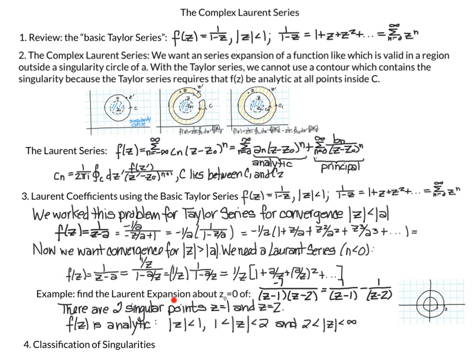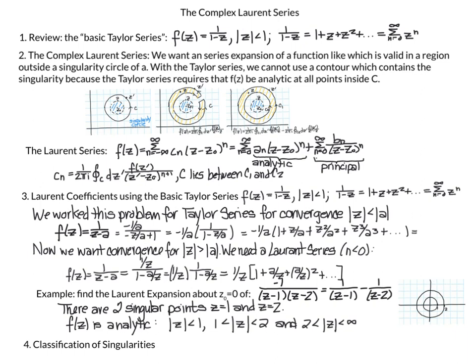Last, we'll have this final example for the Laurent expansion about z naught equals 0 of minus 1 over z minus 1, z minus 2. And there are two singular points you can see where we have division by 0, at z equals 1 and z equals 2. So I've drawn our singular circles here. Here is for our singularity at 1, our singularity at 2.